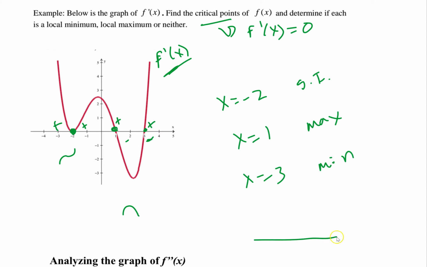Okay, if you prefer, you can always make yourself a little sign chart and just look at the graph. Oh, okay, it's on the positive side, and then it's on the positive side, then it's on the negative side, then it's on the positive. Right? And then the same idea. Whatever works best for you. Okay, one last thing.